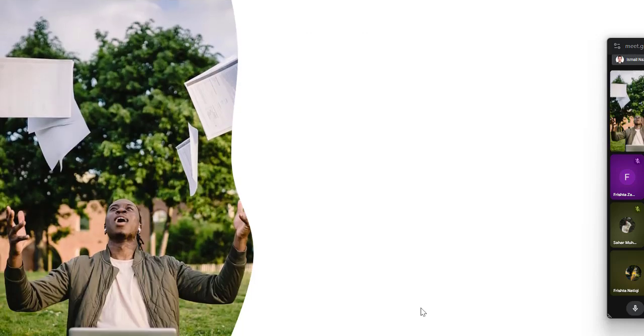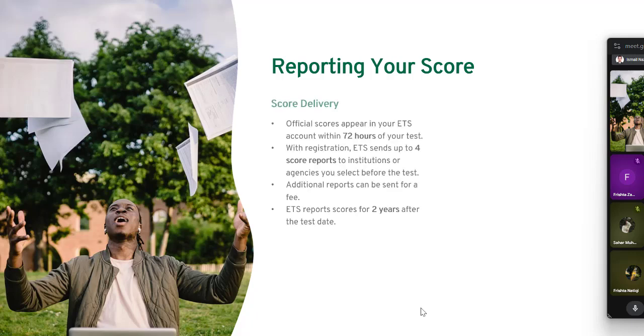And finally, the report. How do they report your scores? The score delivery is after 72 hours of the day you take the test, which is usually 4 days, I think. Yeah, 72 hours is equal to 4 to 5 days. So at least it is 4 days.